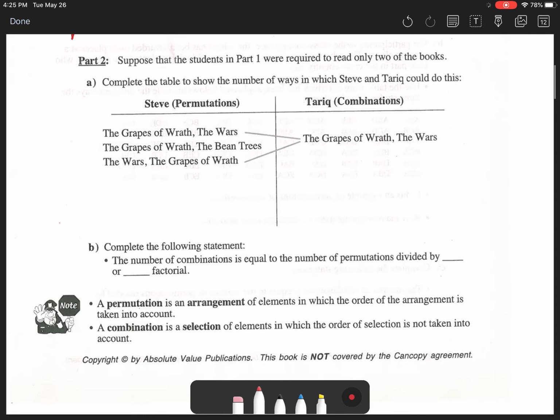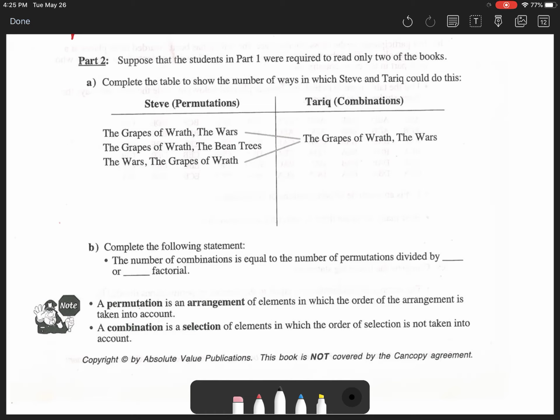The selection of a set of elements in which order of the selection is not important is a combination. Now, part 2. Suppose that the students in part 1, so that's Steve and Tariq, were required to read only 2 of the 3 books. Complete the table to show the number of ways in which Steve and Tariq could do this.